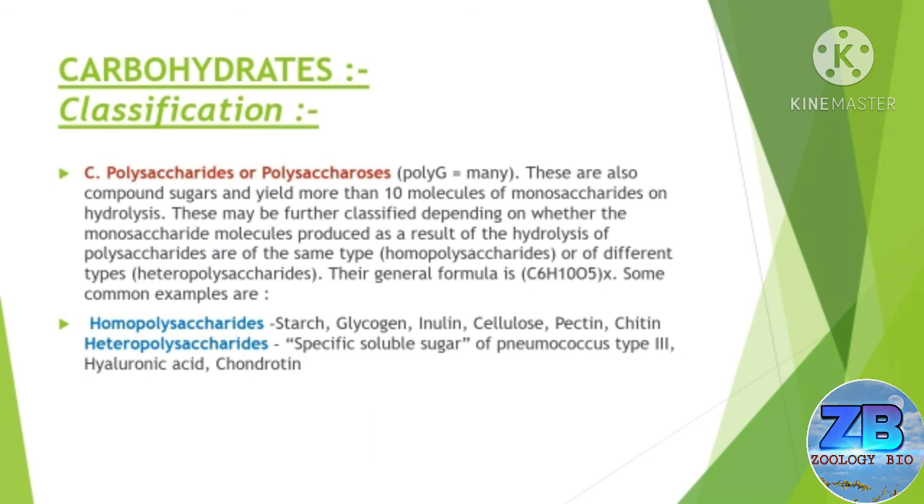The general formula is (C6H10O5)x. Some common examples are homopolysaccharides: starch, glycogen, inulin, cellulose, pectin, chitin, etc. The heteropolysaccharides are specific soluble substance of pneumococcus type 3, hyaluronic acid, chondroitin, etc.